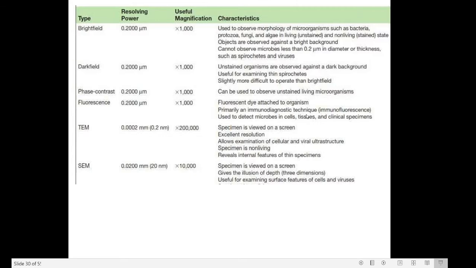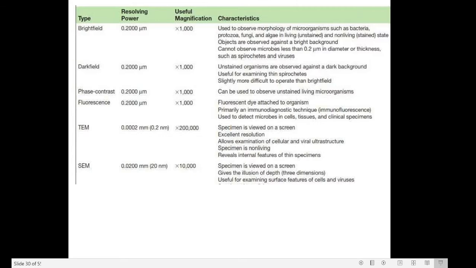Here they mention the characteristics of microscopes. I'm going to explain the phase contrast and fluorescence microscope. In the phase contrast microscope, without staining, we can see the microbial cell structure and cell internal developments. Without staining, we can find the cell. That is the phase contrast microscope.